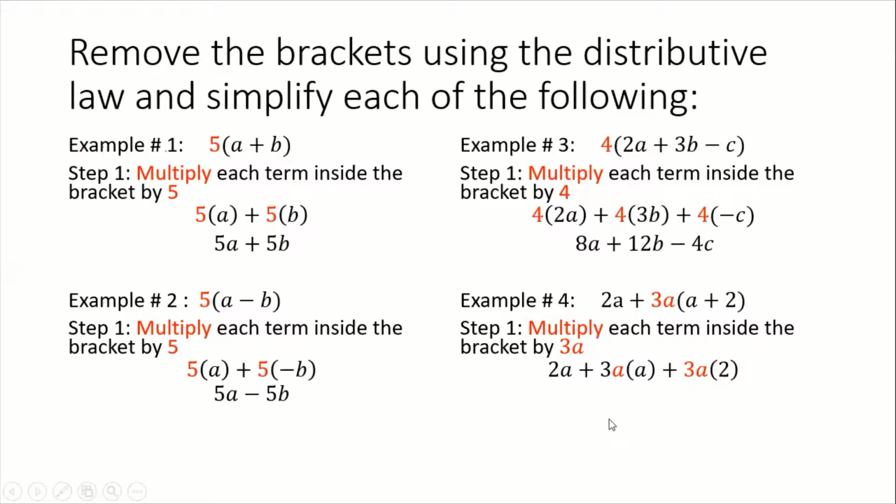At this stage, you're going to simplify. So when you simplify, you still keep your 2a. 3a times a will give you 3a squared plus 3a times 2 will give you 6a.